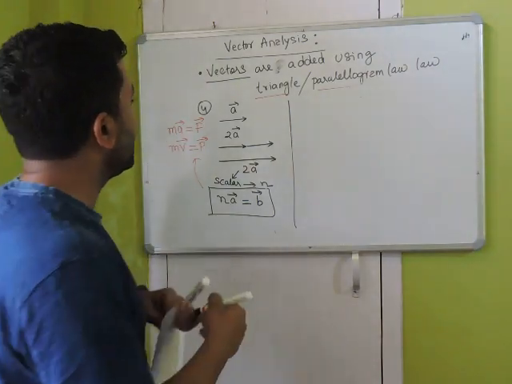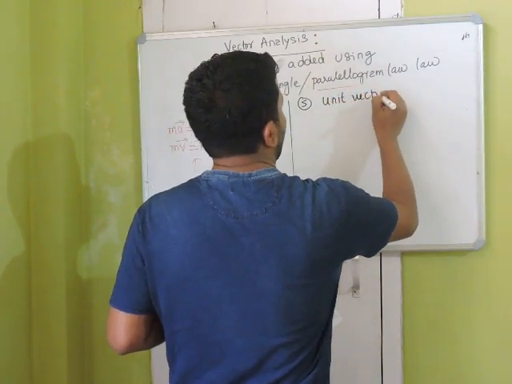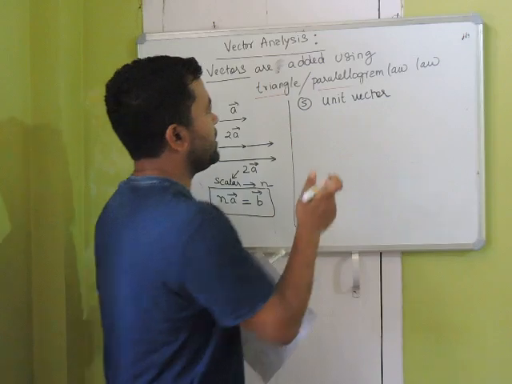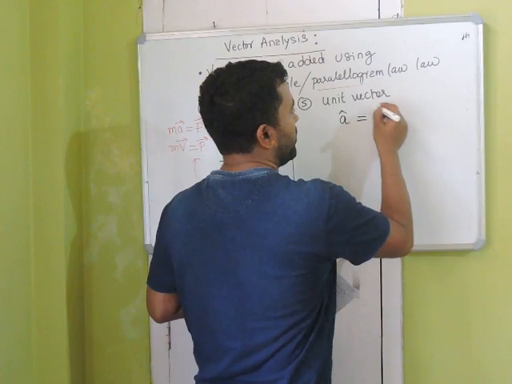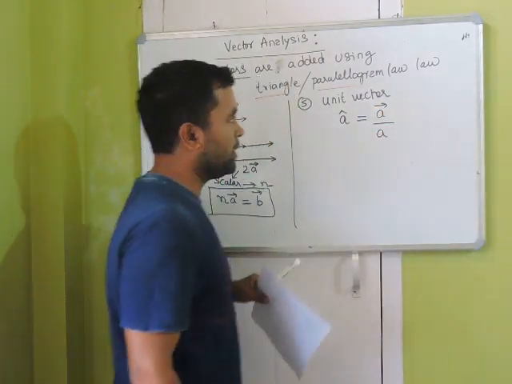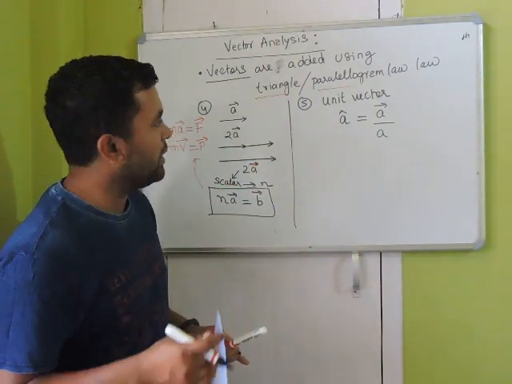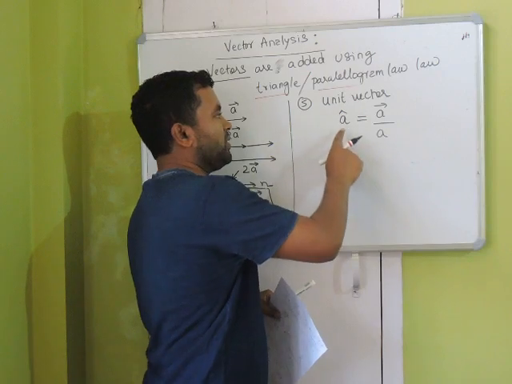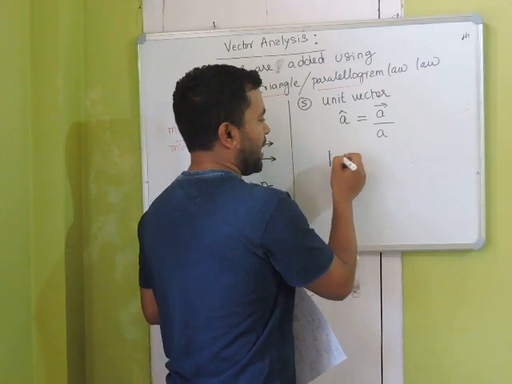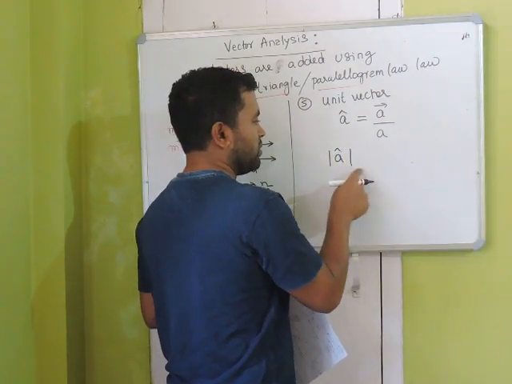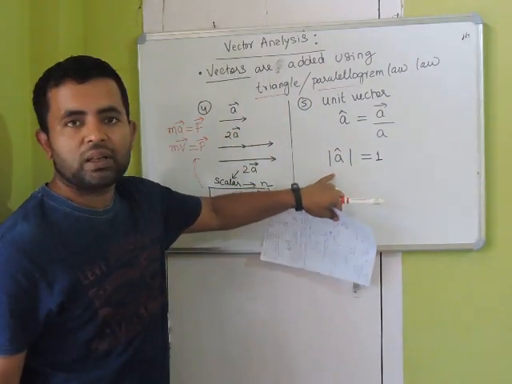Now let us talk about fifth point. Let us talk about unit vector. Unit vector is denoted as A cap, and it is equal to vector by magnitude of the vector. We'll learn all this in detail later on. Right now this is a definition of a unit vector. Unit vector is defined as vector A by A, and why it is called unit vector? The magnitude of unit vector is equal to 1. It is generally used to denote direction.